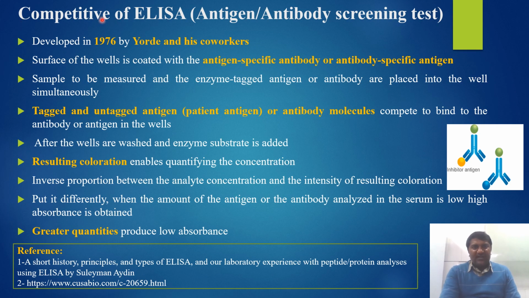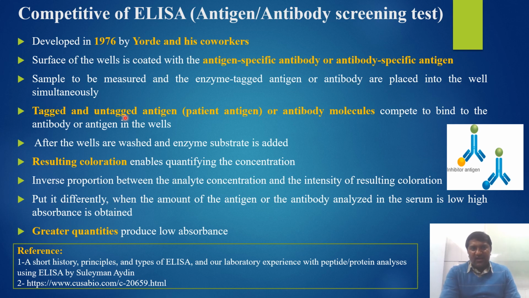Next is the competitive ELISA, which is an antigen-antibody screening test, developed in 1976 by Yorde and his co-workers. The surface of the well is coated with the antigen-specific antibody or antibody-specific antigen. The samples to be measured and enzyme-tagged antigen or antibody are placed into the well simultaneously.